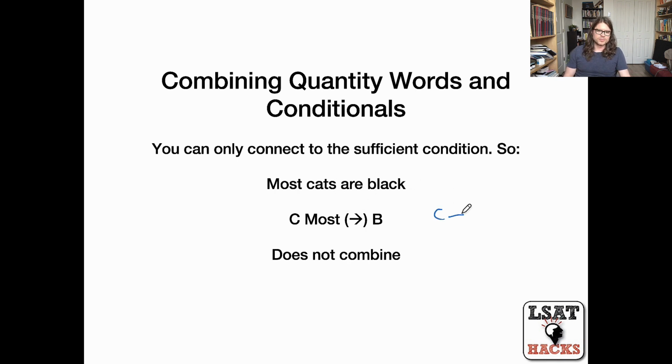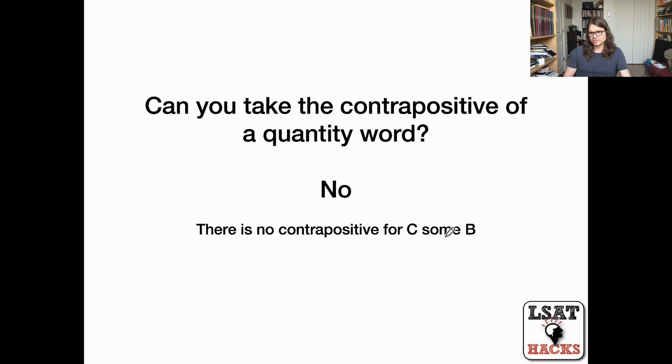Here's another example. If I've got all cats have tails and I have most cats are black, you can't combine a most statement here. Whereas if I said most pets are cats, then I could say pet, most cat, and therefore most pets have tails. Also, if you do see a most statement like this, because it reverses to some black things are cats, you can say some black things have tails. You just can't say most black things have tails. Hopefully that makes sense.